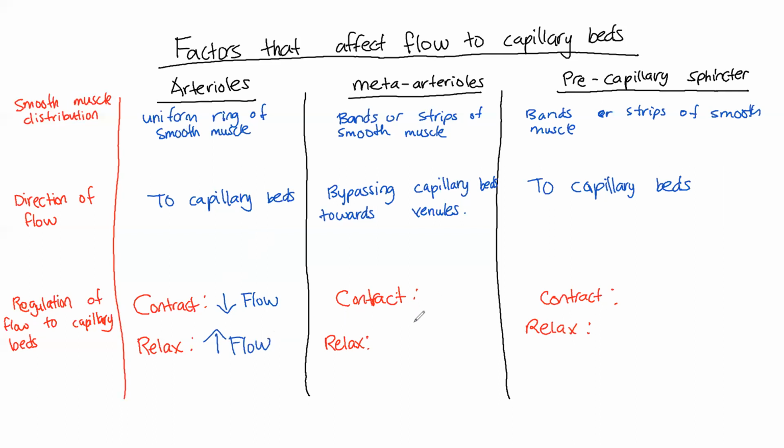Let's look at the meta-arterioles. As this band or strip of smooth muscle, the meta-arteriole, contracts, would my flow to capillary beds increase or decrease? And we want to think about what the meta-arteriole is doing. It's bypassing or shunting towards venules. So as I contract, does flow to capillaries increase or decrease?